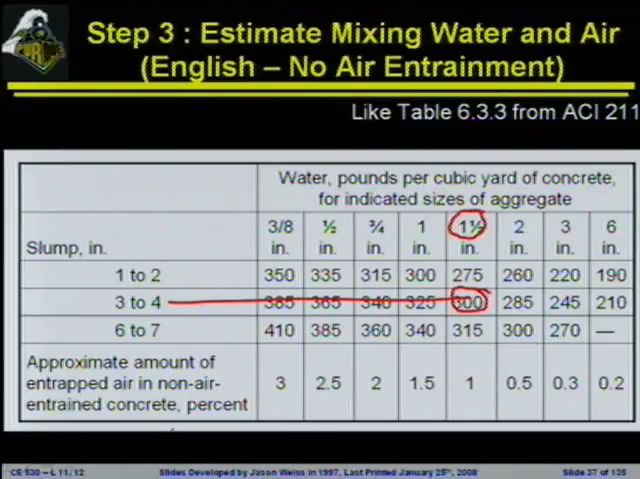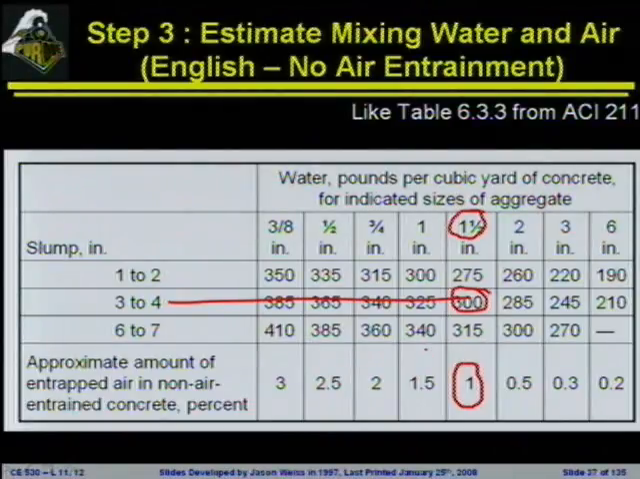The amount of air that gets mixed into the system is estimated here in the bottom. And what I will point out is for a larger aggregate, you would expect to have less air. For smaller aggregates, you would expect a lot more violent mixing and get a lot more air in the system. And this is simply a percent of the entire volume. So for our 1.5 inch aggregate, 4-inch slump, we would expect to get about 1% of air whipped into the system during the mixing process.